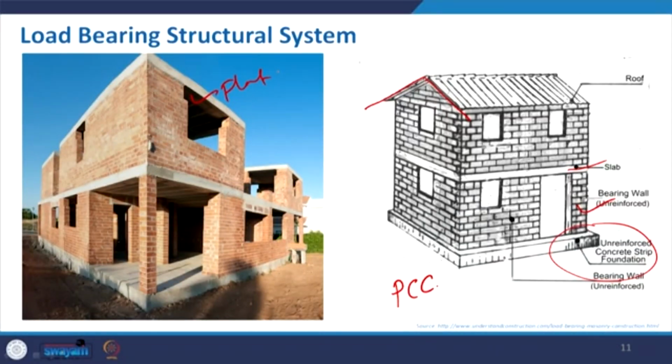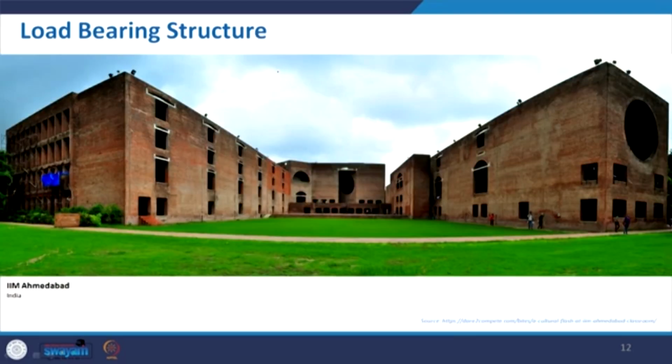Sometimes huge structures in history were also made with the same concept. This is a building in India, IIM Ahmedabad, which is also a brick masonry load bearing structure, and you can see how beautifully you can make the design. You can also create openings, not very large openings, but whenever you create them, you can give some geometry to come up with a good appearance.